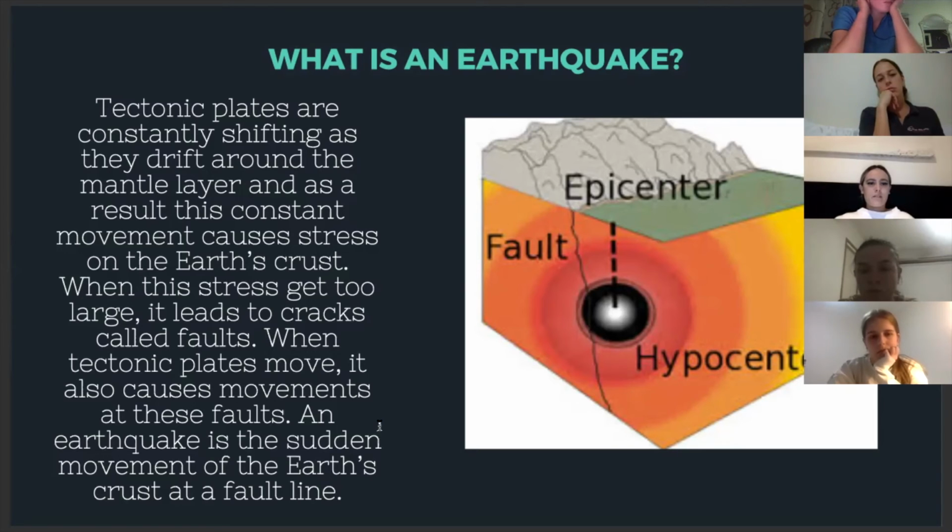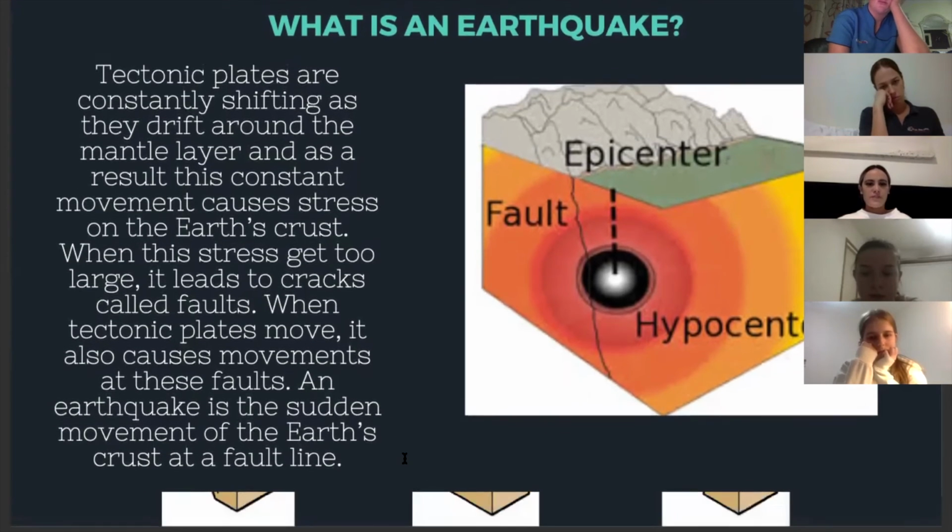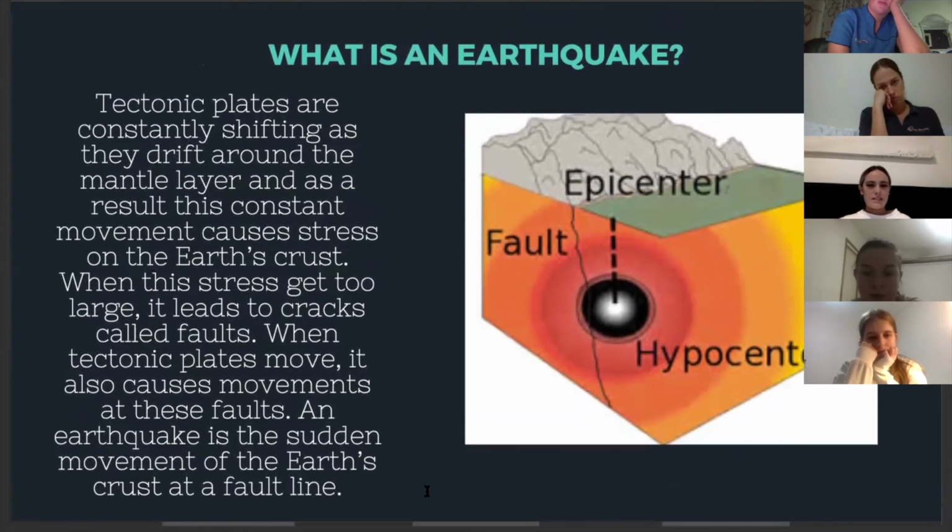So if we look at that image there, you have obviously your fault line, and then there's an epicenter and a hypocenter. The hypocenter is just the point within the earth where an earthquake rupture starts, and the epicenter is the point directly above that at the surface of the earth, and it's also commonly known as the focus. Next slide. Yes, please.